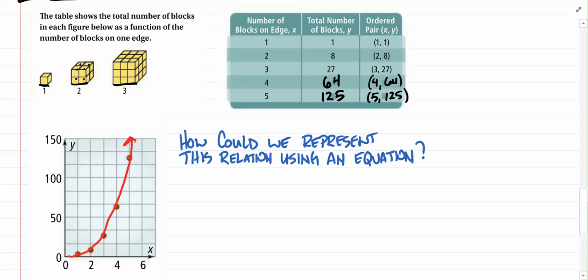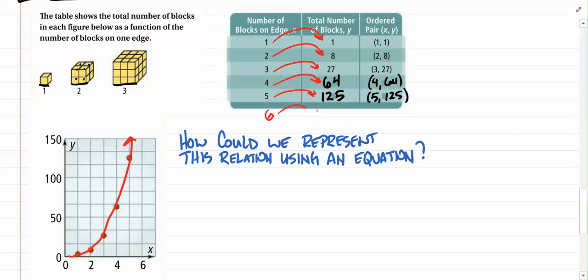So the next question was, if this is going up as a curve, how could we represent this relation using an equation? Hopefully you see that there has to be a relationship between the inputs and the outputs. If I put in a 1, I have to get out a 1. If I plug in a 2 to my function, I have to get out an 8. If I plug in a 3, I have to get out a 27. If I plug in a 4, I need to get out a 64. If I plug in a 5, I need to get out a 125. So what would I do if I plugged in a 6?